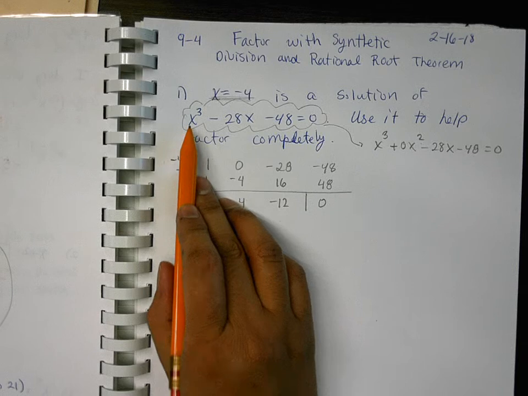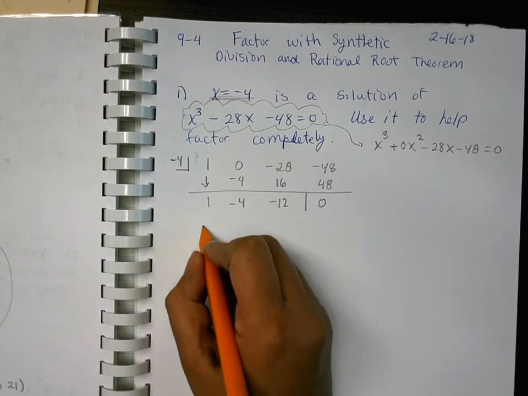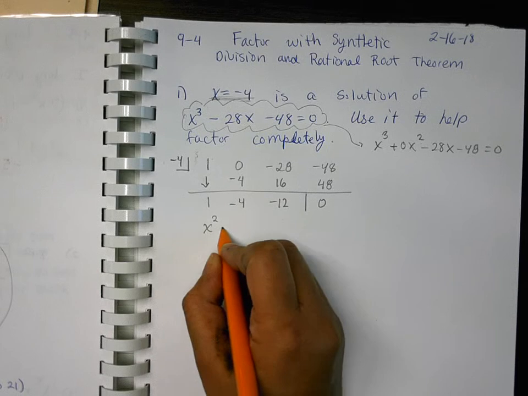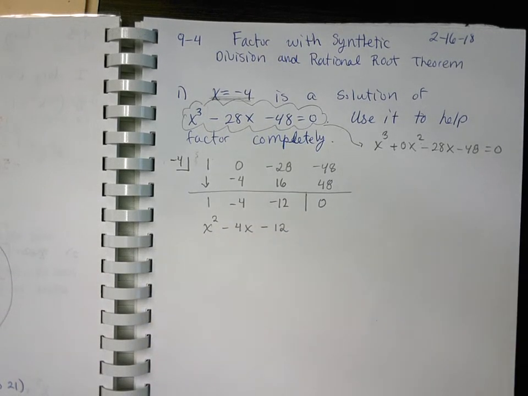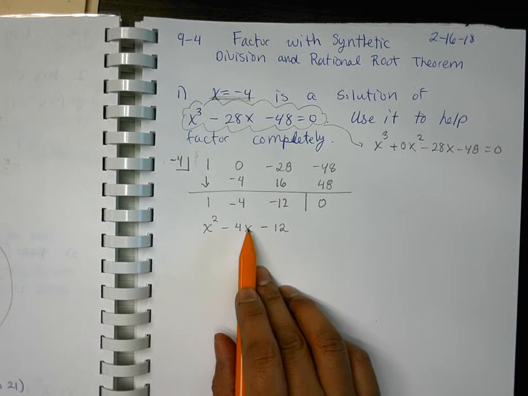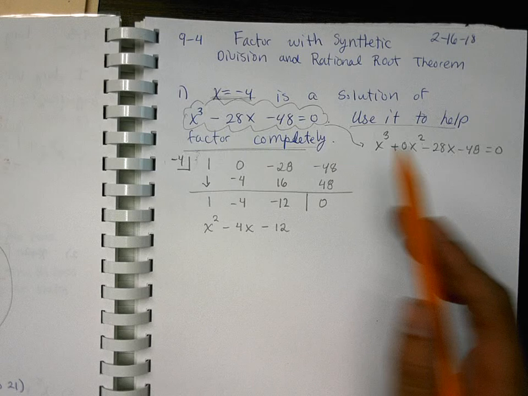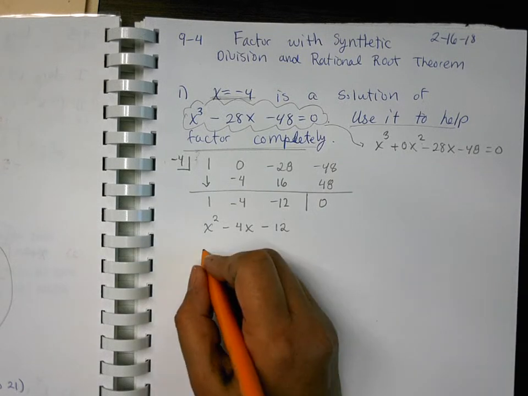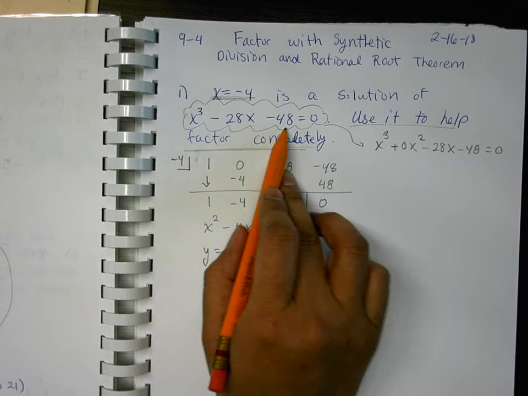All right, do you guys remember what we do? The degree is 3, so what do we do here? We go 1 degree down, so this would be 1x squared minus 4x minus 12. And what can I do with the x squared minus 4x minus 12? I can factor. I don't have to use synthetic division again. We will do that eventually, but right now we can factor. It said here, use it to help you factor completely. So I'm going to write y equals, because they wanted us to factor this completely.